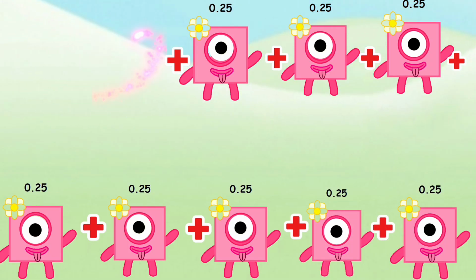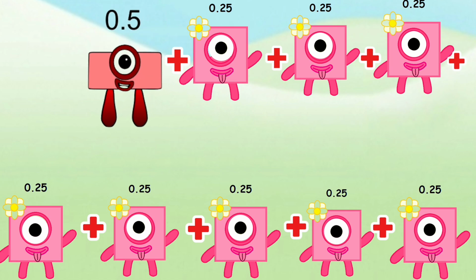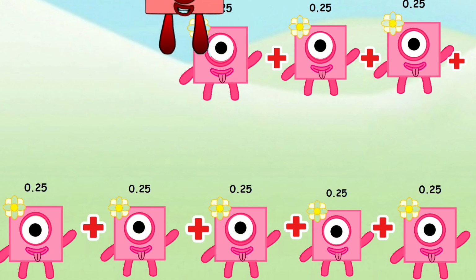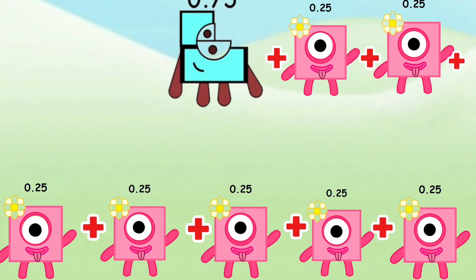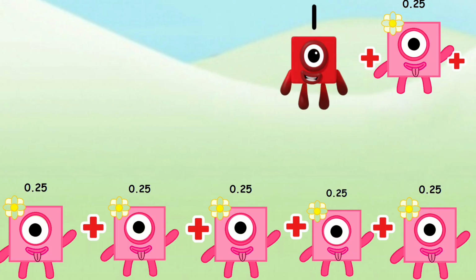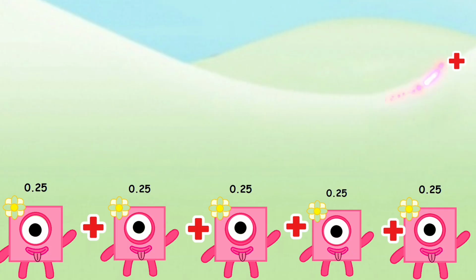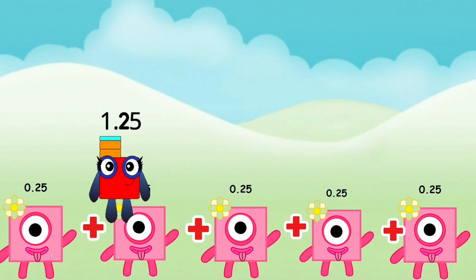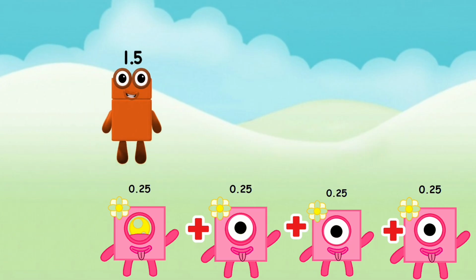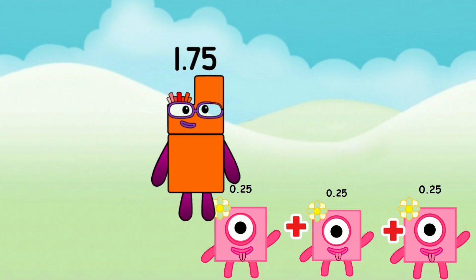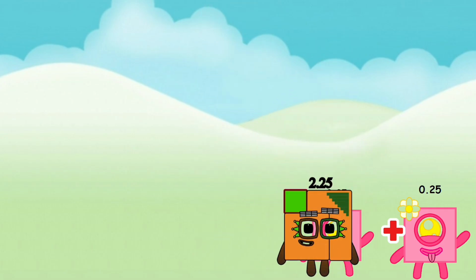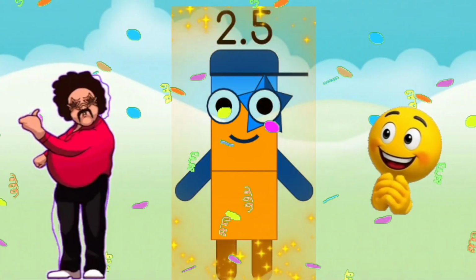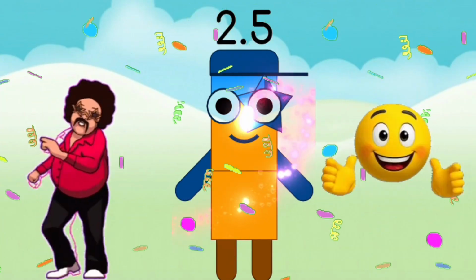When you add 0.25 plus 0.25, we get 0.5. Next, 0.5 added to 0.25, we get 0.75. Next, 1.25. Next, we add it to get 1.5, then 1.75. Then 2.25. 2.25 plus 0.5 equals 2.5.